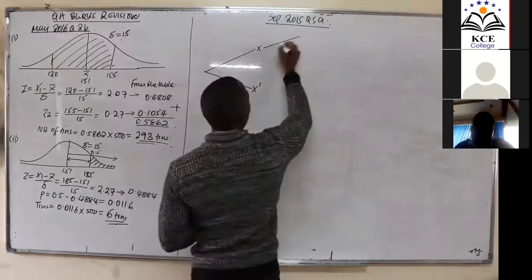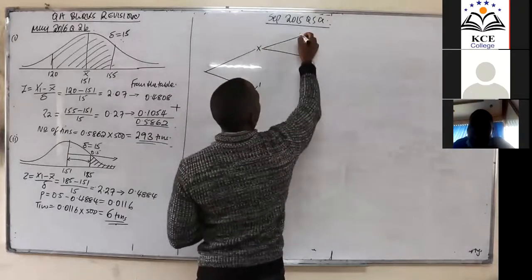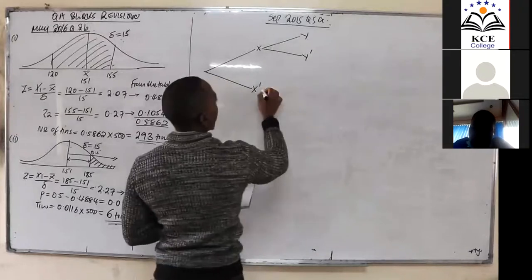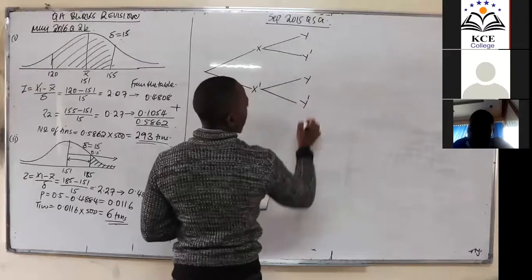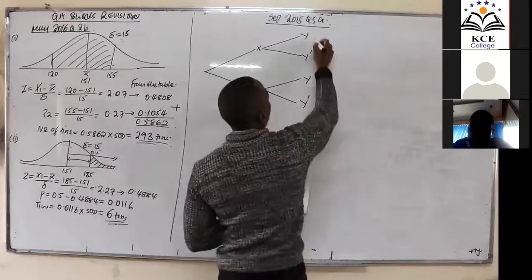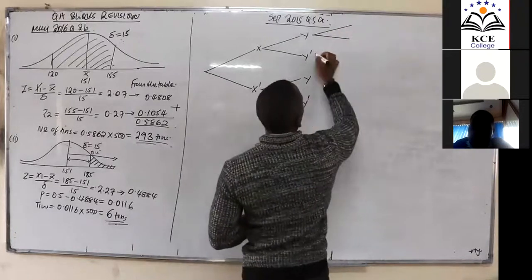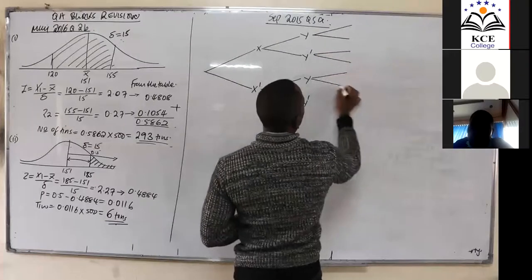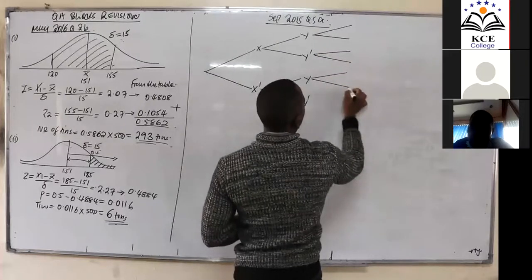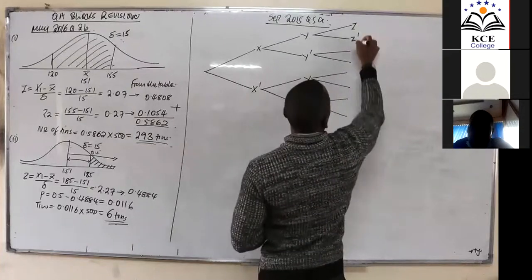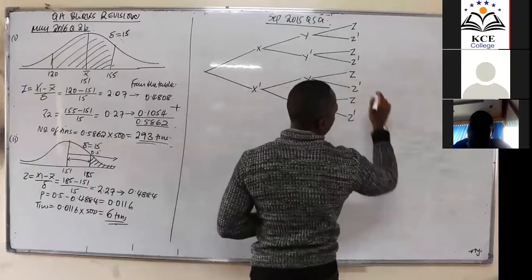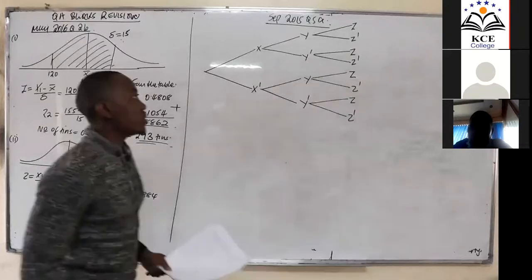Then you go to Y. Y is in good working condition or not in good working condition. The same here, Y is or is not in good working condition. And then we have what? Z. Z is in good working condition, or it's not in good working condition. That's how you draw the conditional decision tree.